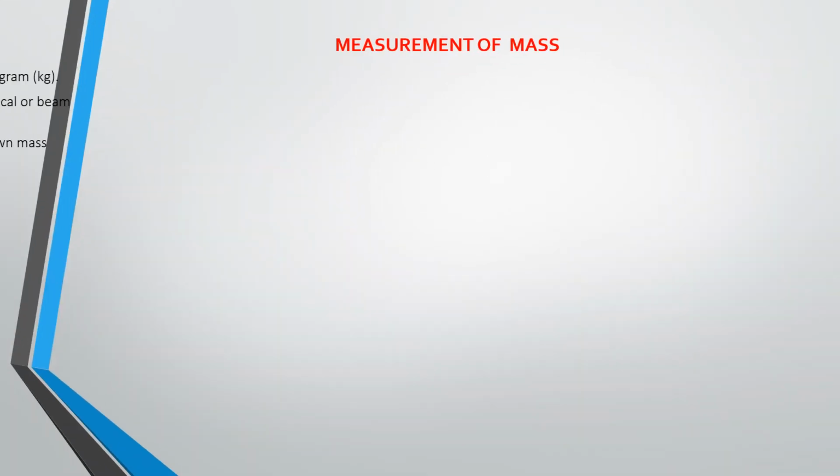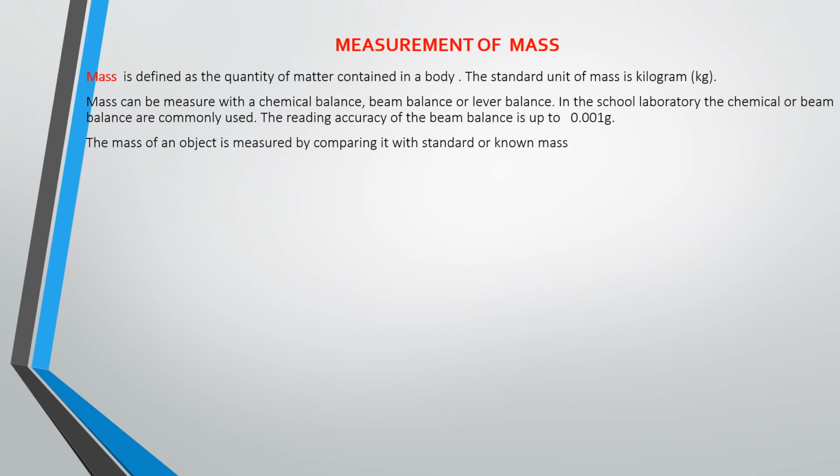So now we are going to mass. So what is mass? Mass is defined as the quantity of matter in a body. Quantity of matter, that is the amount of material in a body, that is the mass, and the standard unit for mass is kg, right?